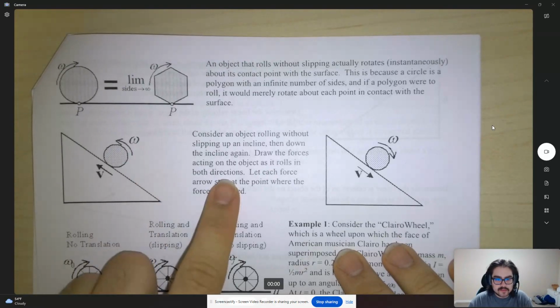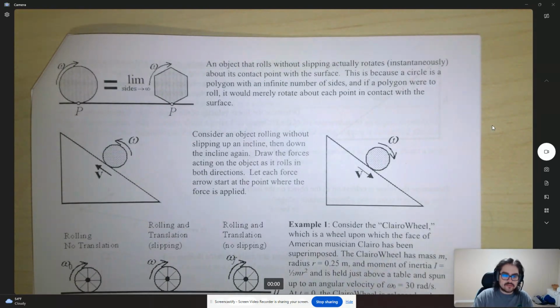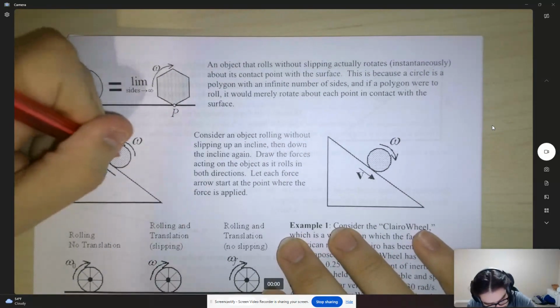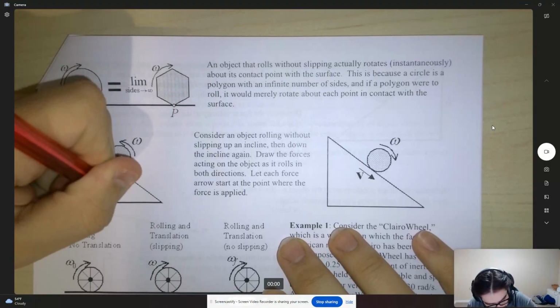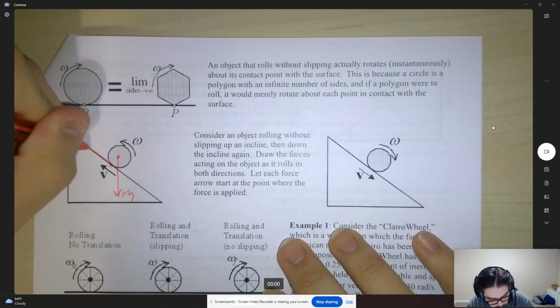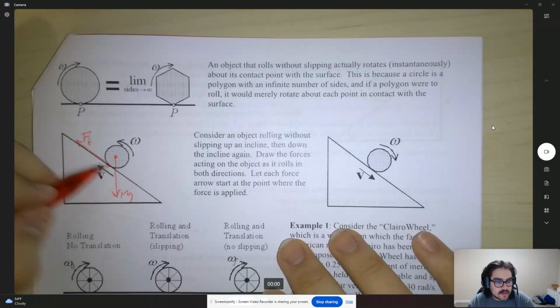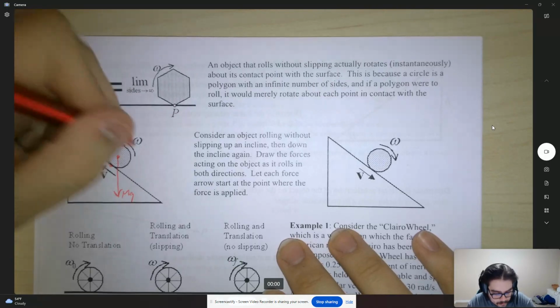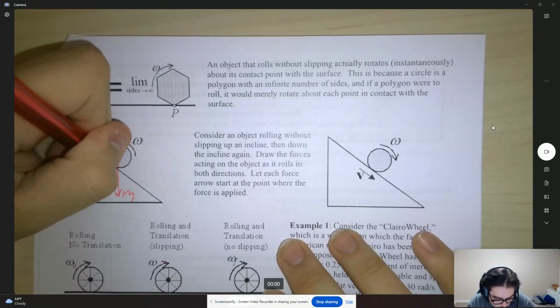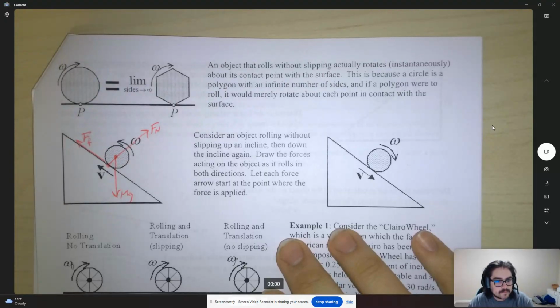Consider an object rolling without slipping up an incline, then down the incline. What's kind of funny is that the free body diagrams are actually going to look the exact same. You have mg from the center of mass, you have the force of friction going up the incline, and I'll explain why, and then you have the normal force from the plane.